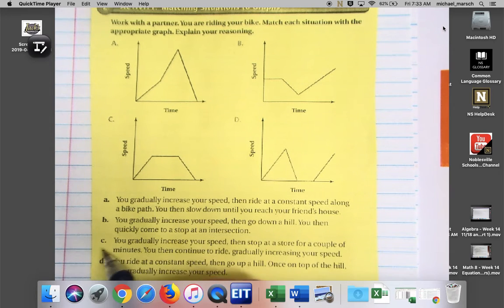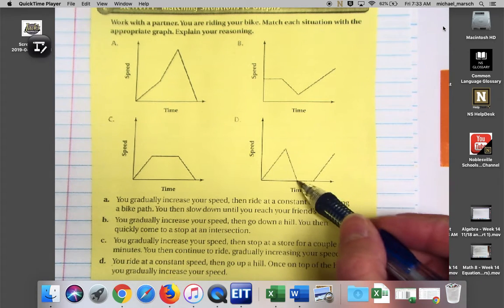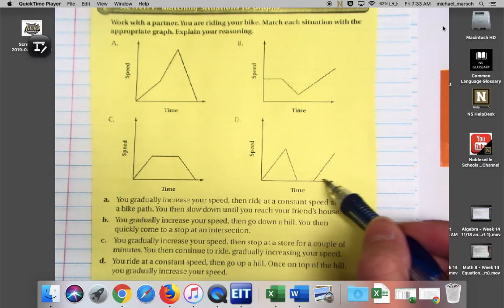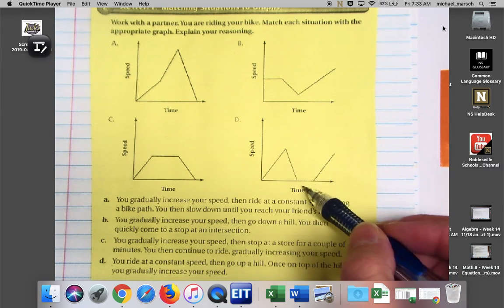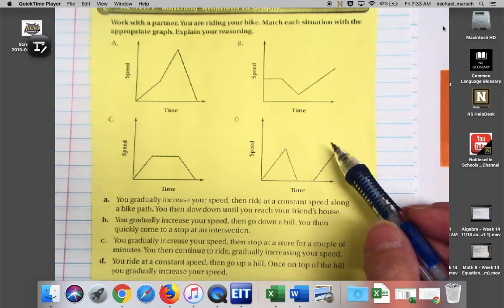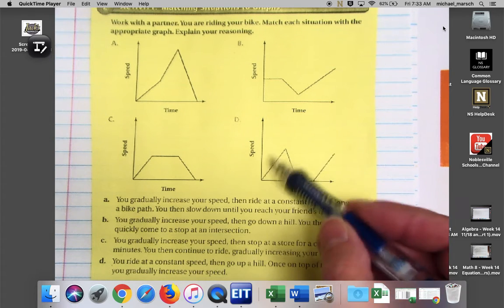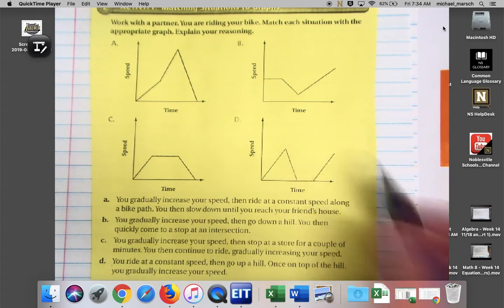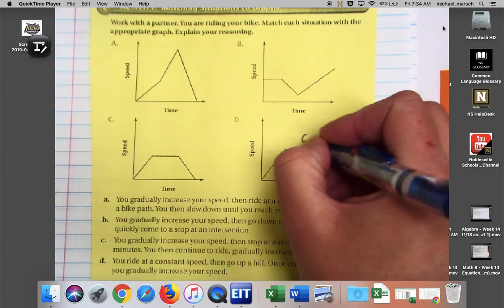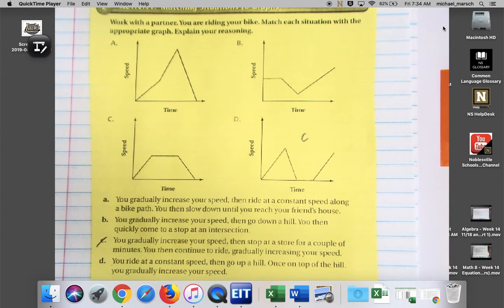Okay, well, I think that C is going to go with D because this shows that they're not actually moving in this section, right? There's no bike speed happening. So I'm going to say that this is the person that went to the store. So we're going to put a C here. We're going to cross out C because now we've used it.